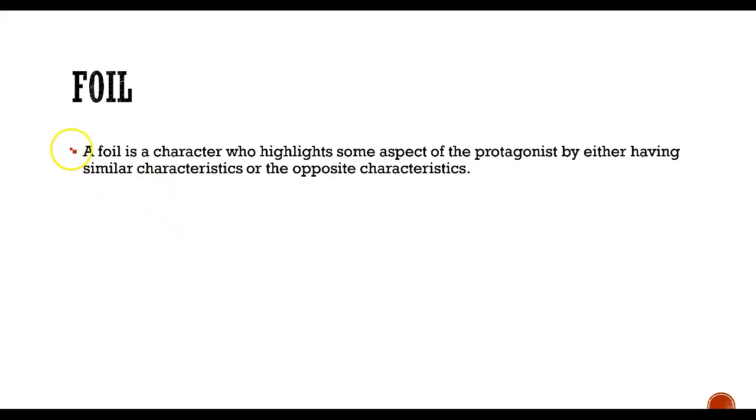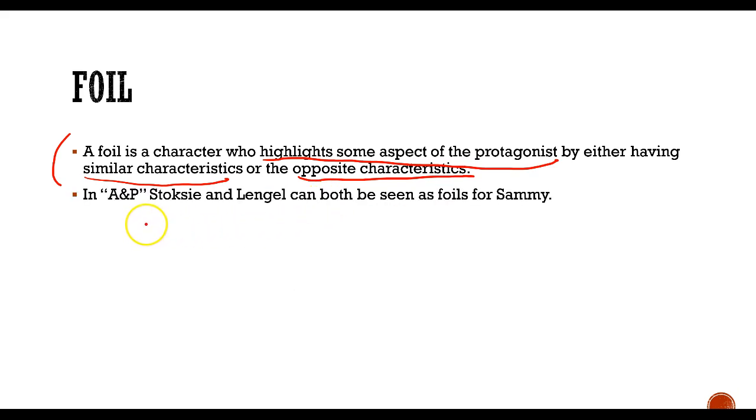A foil character is a character that's put in a story to highlight some aspect of the protagonist by either having similar characteristics or having opposite characteristics. Right? So you want to be on the lookout for characters that are very similar to the protagonist or characters that are the complete opposite of the protagonist, because the way those characters behave often tells us a little bit about the protagonist. In A&P, for instance, Stokesy and L'Engle are both foils for Sammy, right?